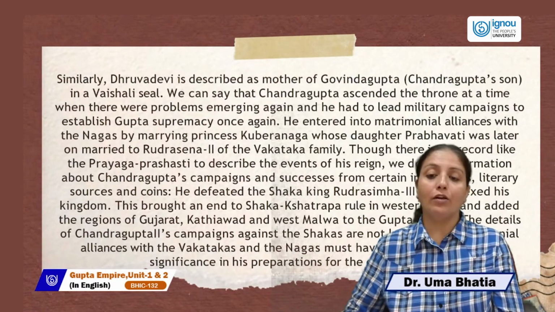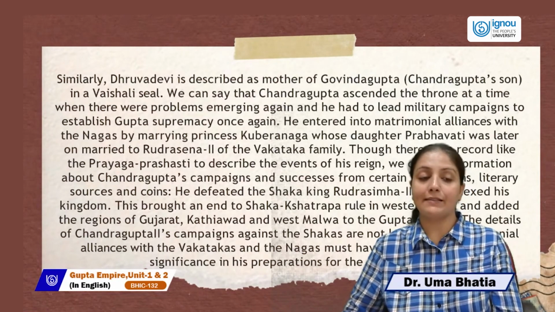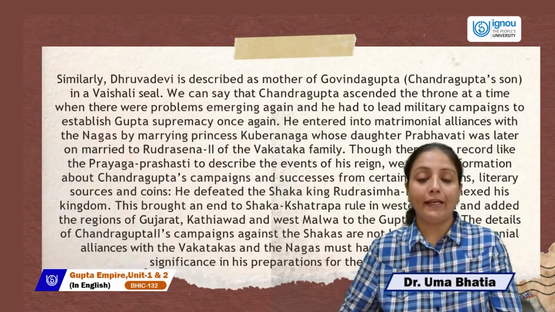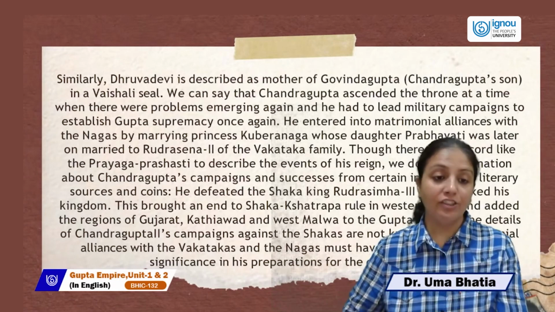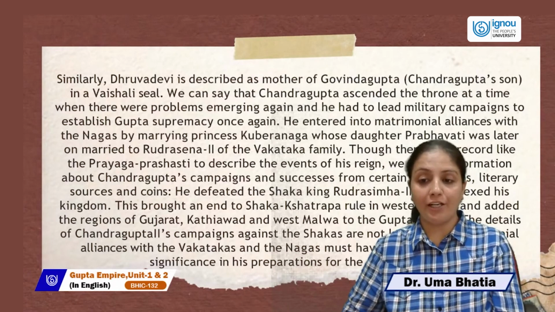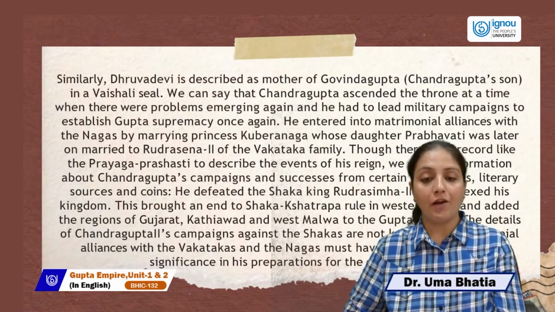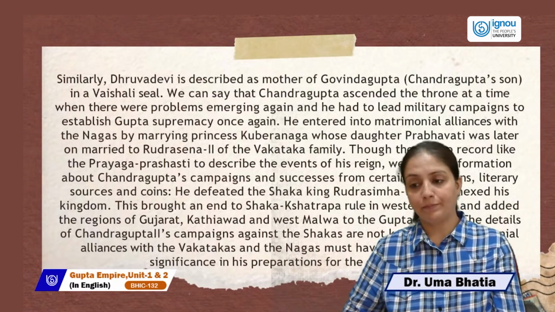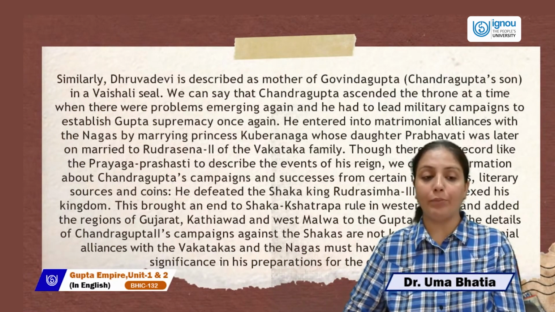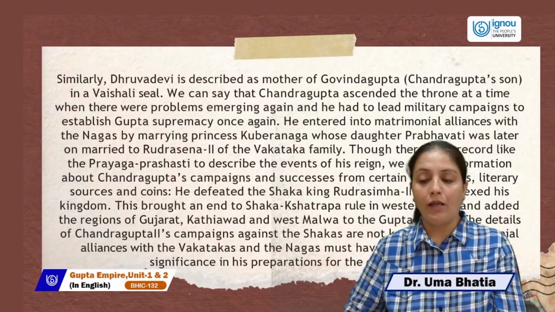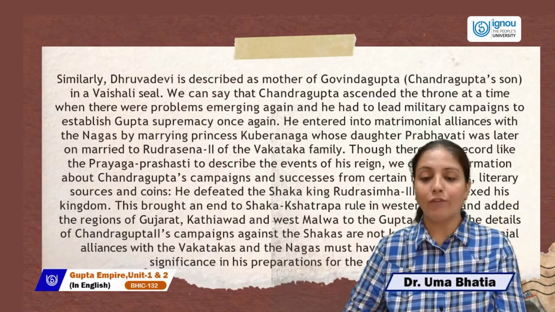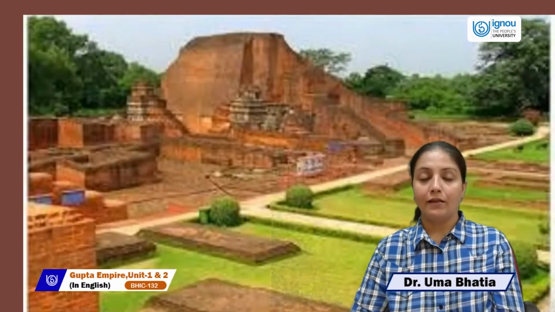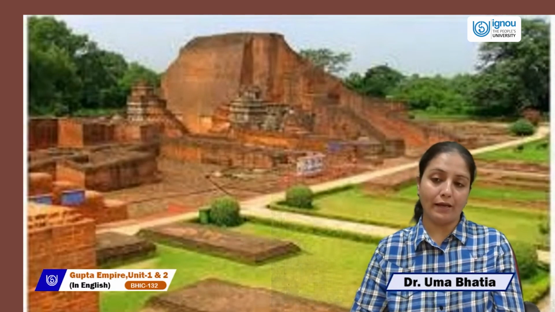He defeated the Shaka king Rudrasimha III and annexed his kingdom. This brought an end to Shaka Kshatrapa rule in western India and added the regions of Gujarat, Kathiawar, and West Malwa to the Gupta Empire. The details of Chandragupta's campaigns against the Shakas are not known. His matrimonial alliances with the Vakatakas and Nagas must have been of tremendous significance in his preparations for the campaigns.